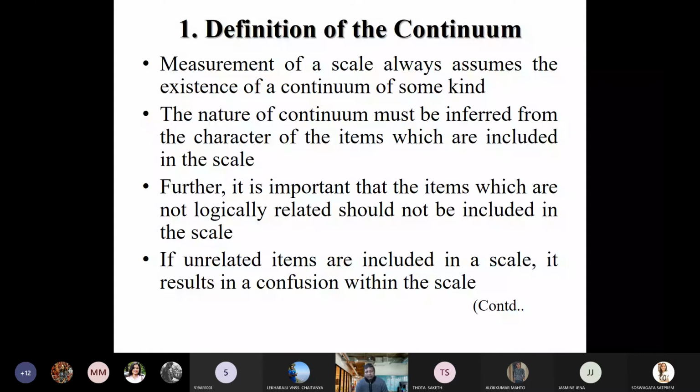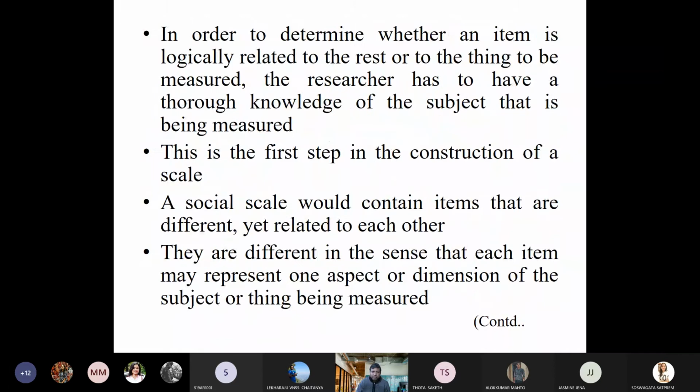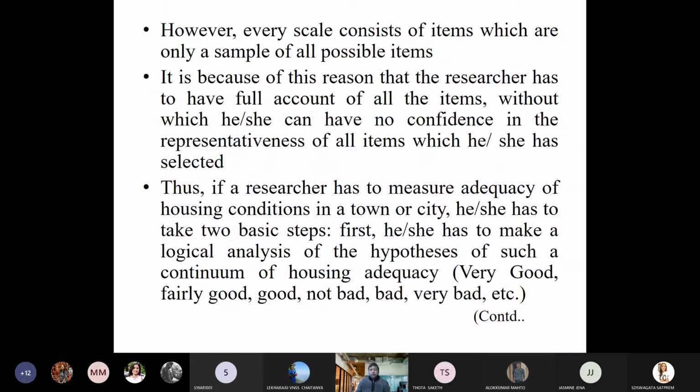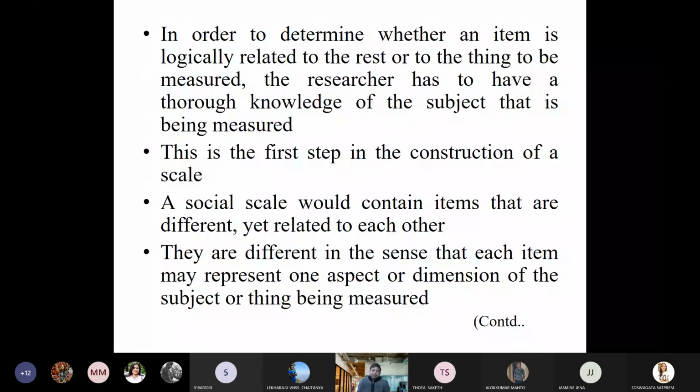If unrelated items are included in the scale, it results in confusion within the scale. If items are not related to each other, and I have just taken them for the sake of taking, and these concepts are not properly related, then the entire scale will be confusing and we may not get the exact things we are going to obtain. So, to determine whether an item is logically related to the rest or to the thing to be measured, the researcher has to have a thorough knowledge of the subject that is being measured.